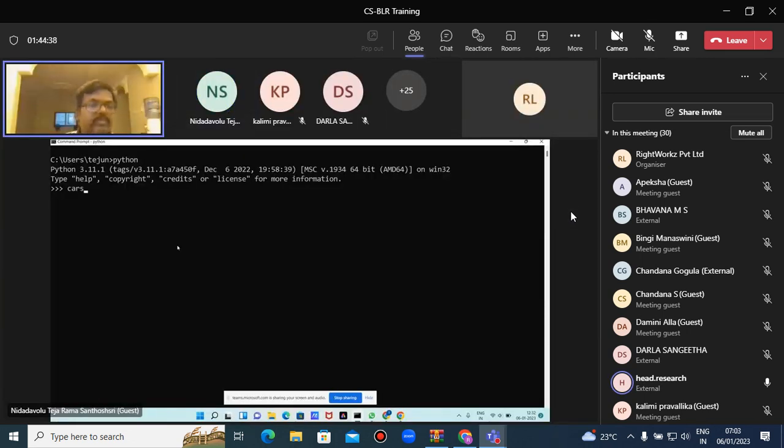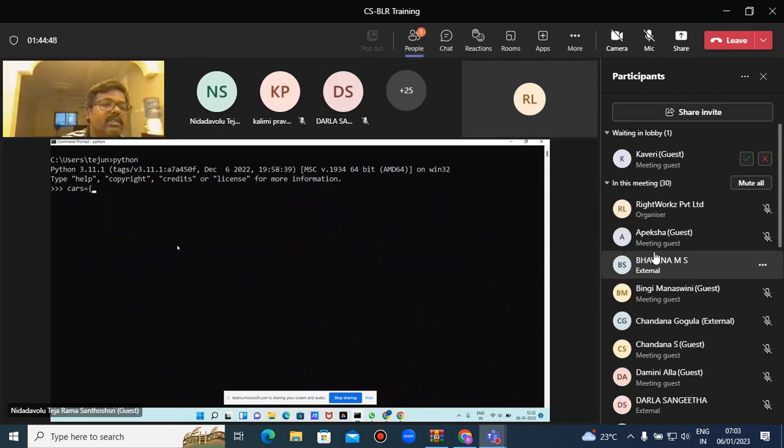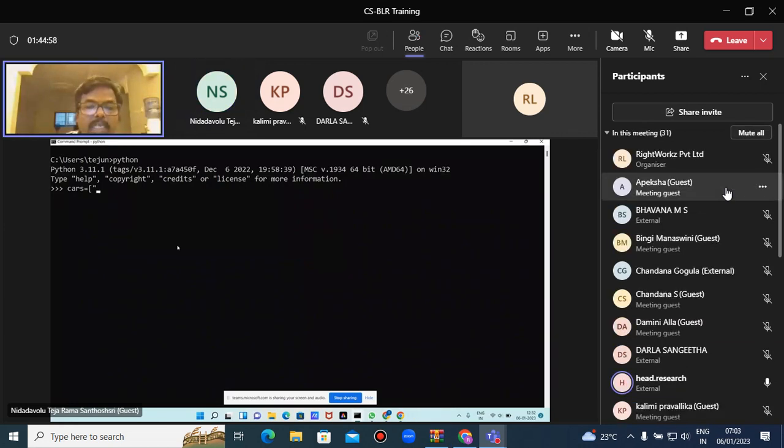cars equal to square bracket begin, double quotes begin, Ford, double quotes closes, comma, double quotes begin, BMW, double quotes closes, comma, double quotes begin, Volvo, double quotes closes, square bracket closes.